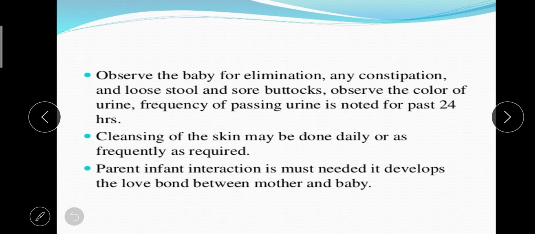Next point is cleansing of the skin, which may be done daily or as frequently as required. Parent-infant interaction is much needed. It develops the love bond between mother and baby.